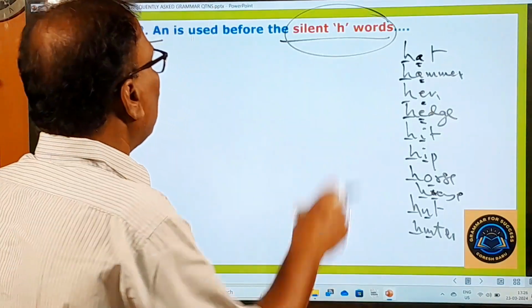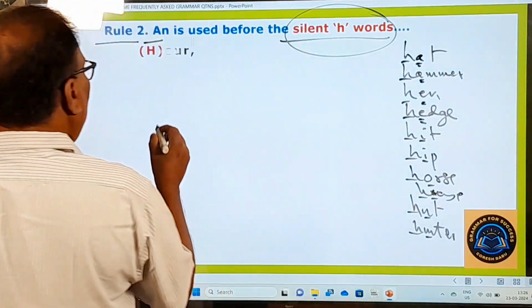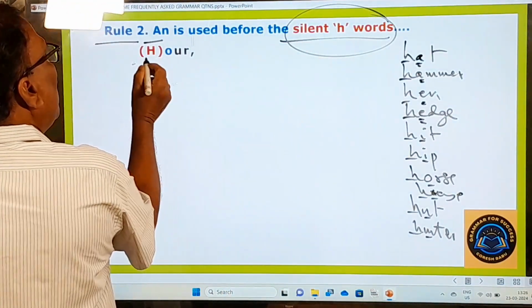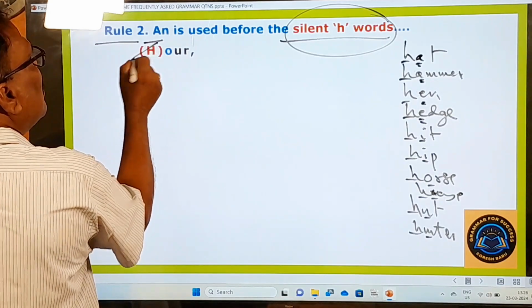Okay. And now, what are the silent H words? Let us see that here. Hour is there. In this, H is silent. It is put in the brackets. That means it is dead.